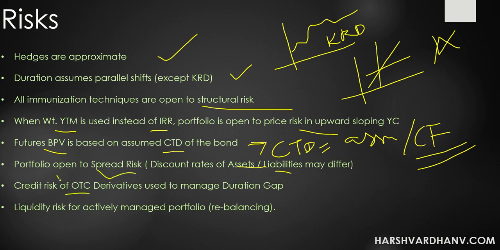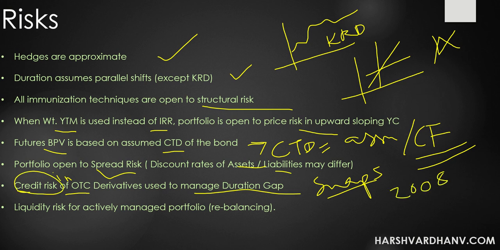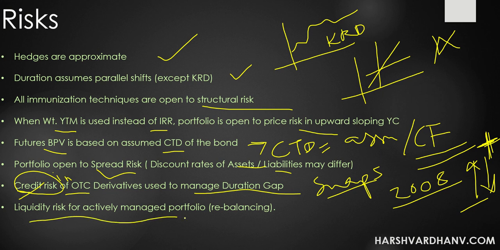Credit risk in OTC derivatives used to manage the duration gap. OTC derivatives are basically your swaps and any other instrument which is done in the dealer driven market. What we are saying over here is that because of the 2008 crisis, the amount of capital required as collateral is increasing, and that is why participation is decreasing. There could be a scenario where the dealer might not be able to fulfill his obligations, so it is open to credit risk. And we already discussed what liquidity risk is. I gave you an example wherein the portfolio would demand cash flows, but you will not be able to sell your assets in the market.